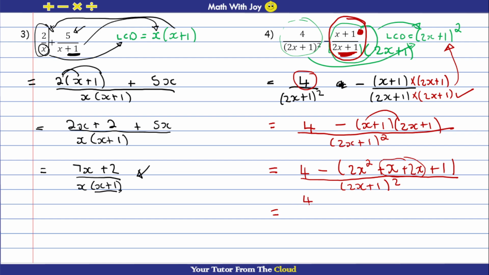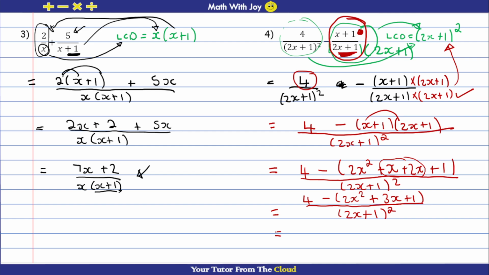So I'm going to do that. I will say this is 4 minus the bracket 2x squared. Then this is going to give us positive 3x plus 1. Simplifying those like terms. Divide this by the LCD, which we do not multiply out. You don't multiply out the denominator.